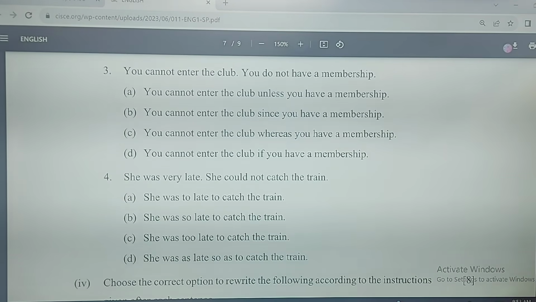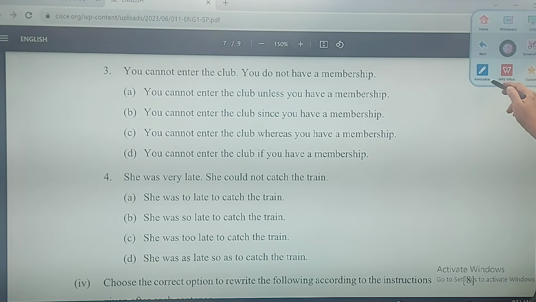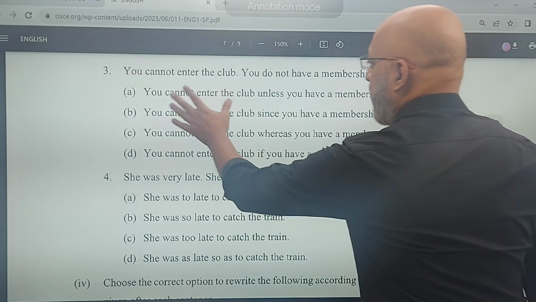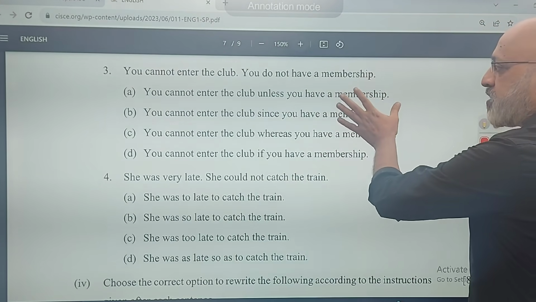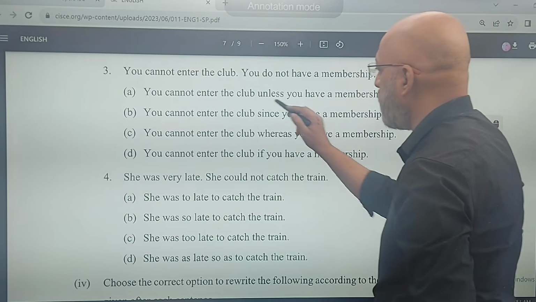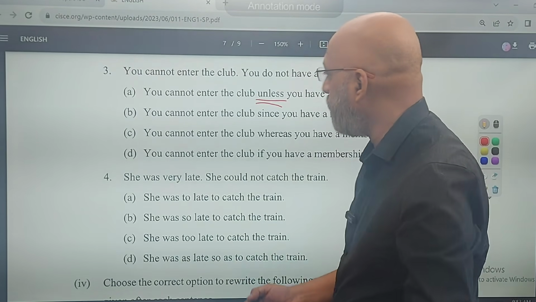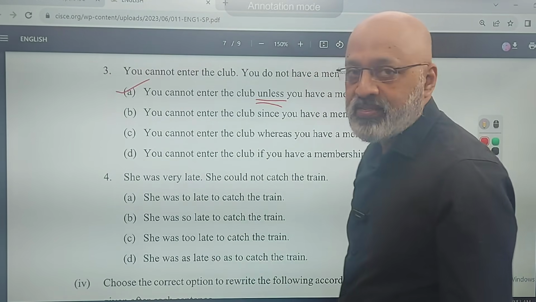You cannot enter the club. You do not have a membership. Tell me. You cannot enter the club. You do not have the membership. आप तब तक क्लब एंटर नहीं कर सकते हैं जब तक आपके पास मेंबरशिप नहीं हो. Unless का मतलब है except if you have a membership, right? So option A is the right one.